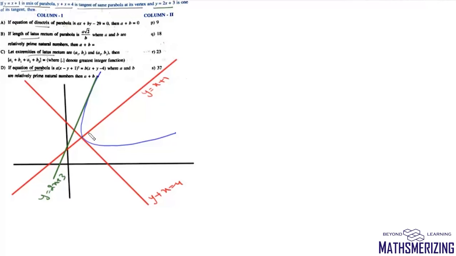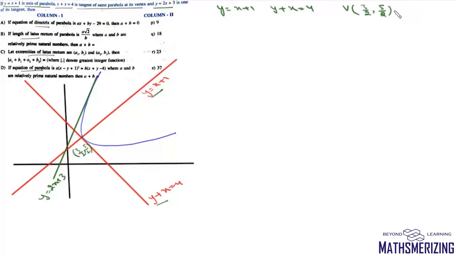Now first we'll find the vertex of this parabola. So we'll solve these two equations: y equals x plus 1 and y plus x equals 4. We'll put y as x plus 1 and get 2x equals 3, so its x coordinate will be 3 by 2. If we put x as 3 by 2, we get y as 5 by 2. The vertex of this parabola is at (3/2, 5/2).